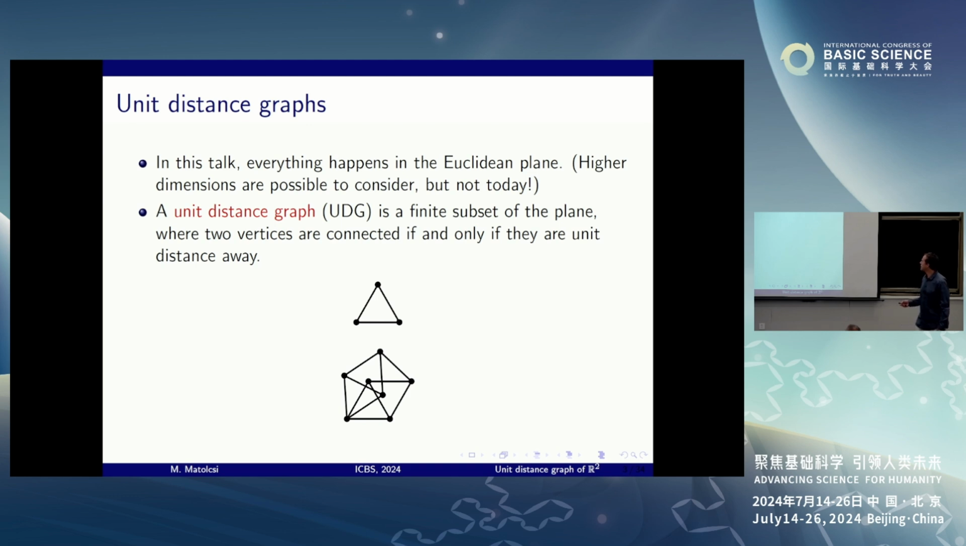So these are 2 very simple examples. One is an equilateral triangle with side length equal to 1. Then each vertex is connected to each other vertex. And this is the so-called Moser spindle that will come up several times in the talk.